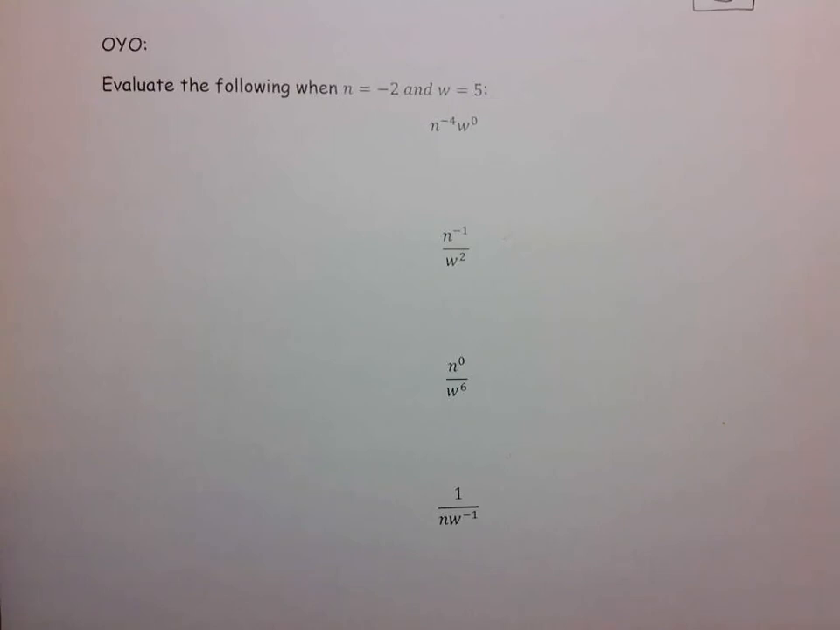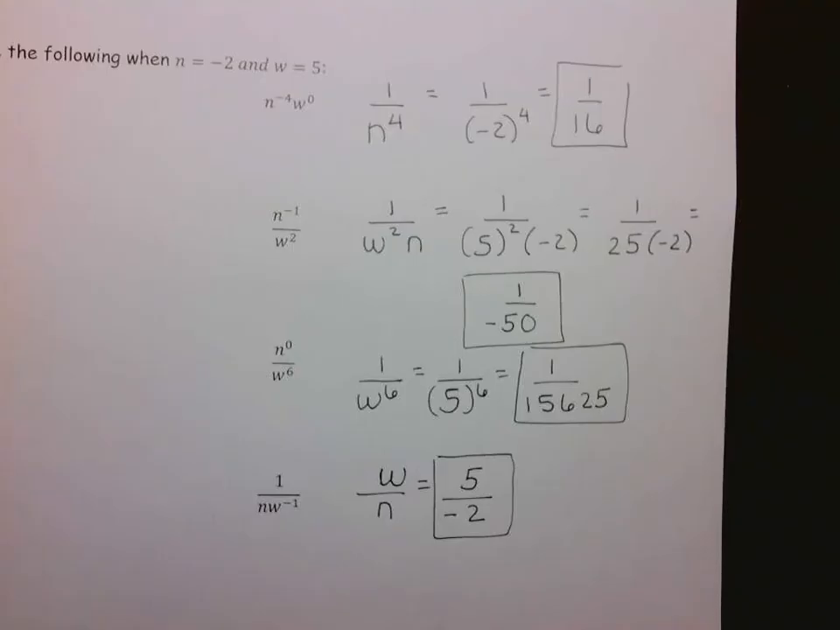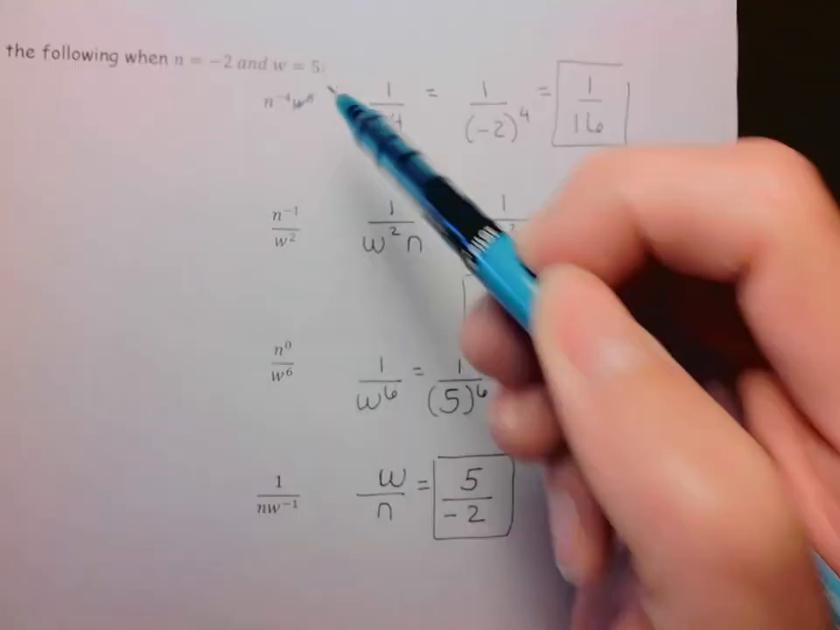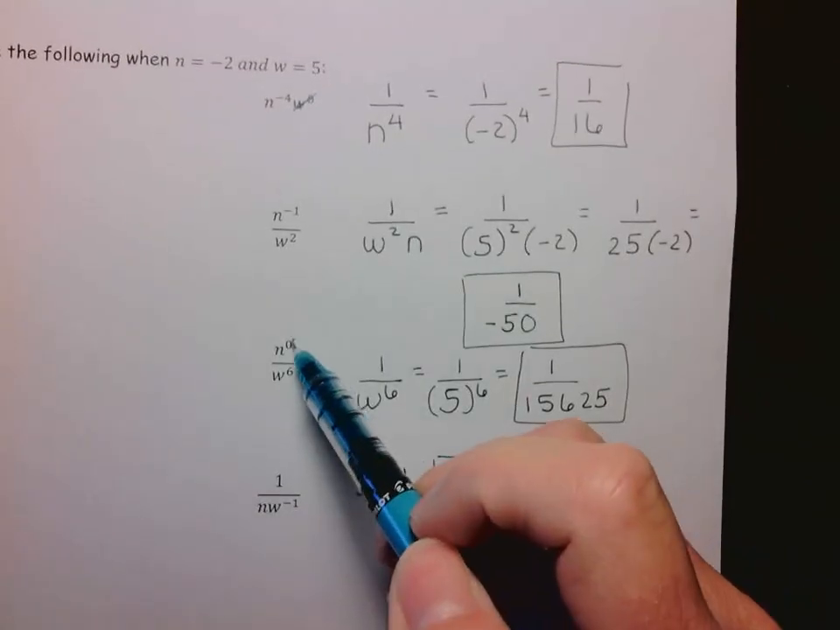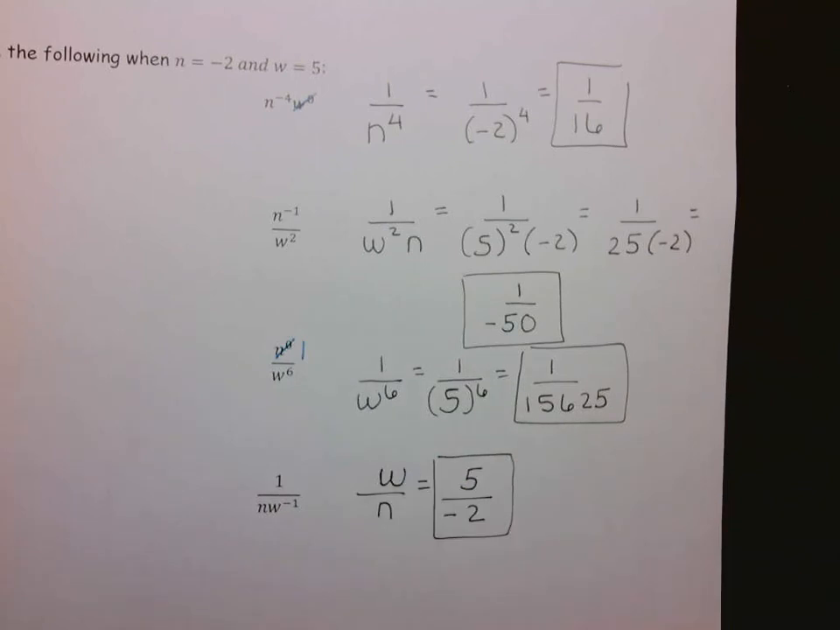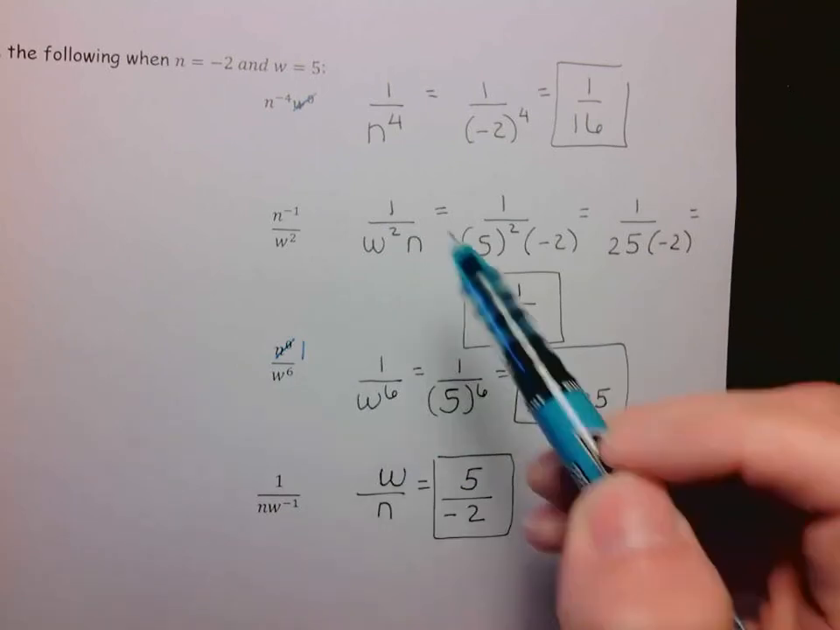So now you can hit pause and evaluate the following when n equals negative 2 and w equals 5. Here are the answers. Remember, anything raised to the 0 power is 1. So right away, we can say this w to the 0 power, that's 1. We can say n to the 0 power, that's 1. And then you can go through and start moving things around.